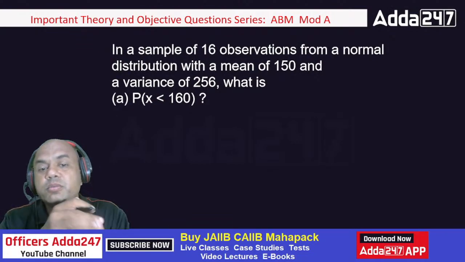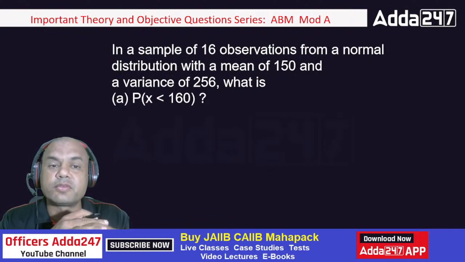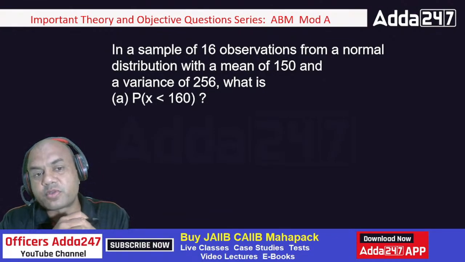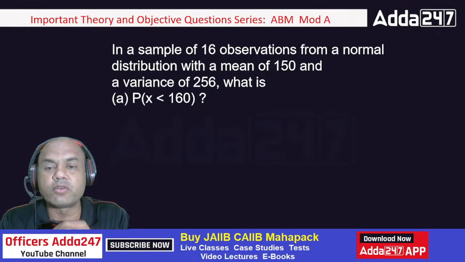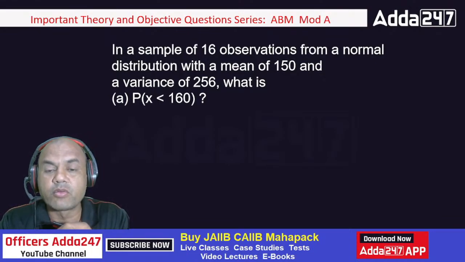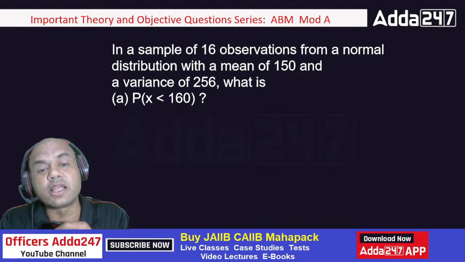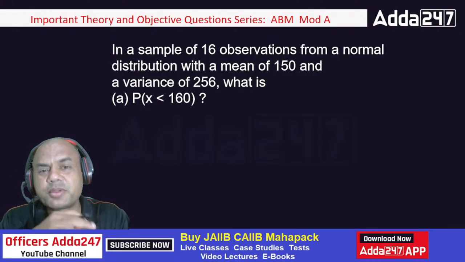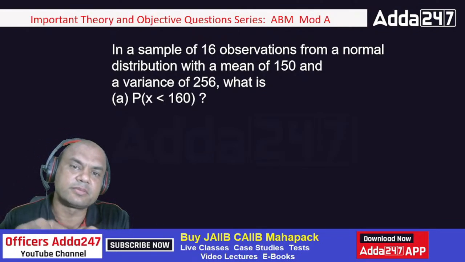Now look at this numerical. This is one of the toughest numericals. In a sample of 16 observations from a normal distribution with a mean of 150 and variance of 256, what is the probability that X will lie less than 160? This is a bit tricky one. You'll get such numericals in your exam.